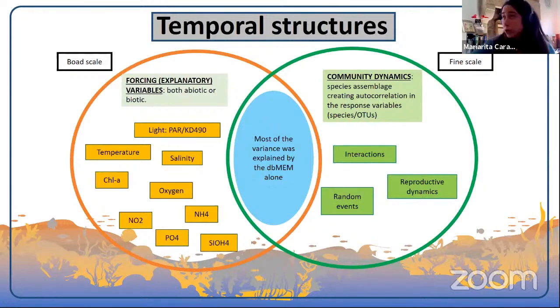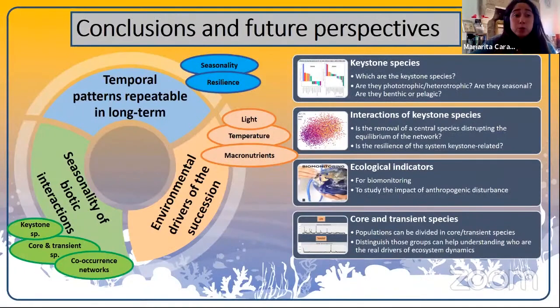So in conclusion, we were able to describe specific temporal patterns and to demonstrate that they are repeatable in time. So we saw that the community is very resilient and that the main temporal pattern was the seasonality. Then we were able to confirm the environmental drivers of the succession that are light-related, temperature, and macronutrients, as we studied already in the literature.